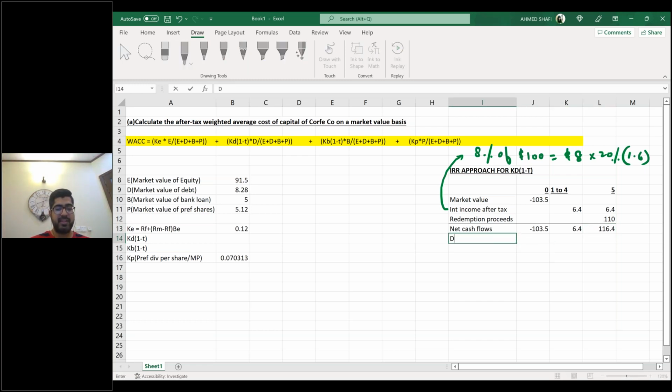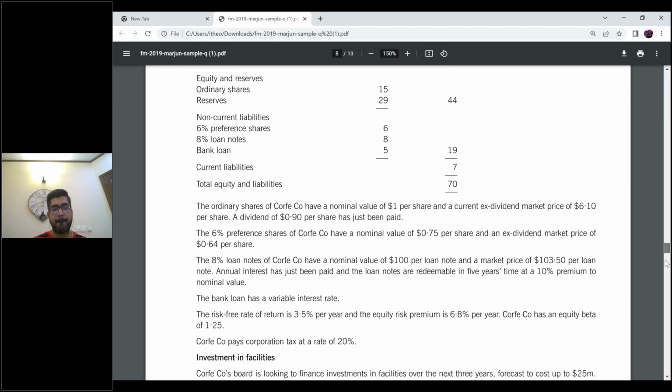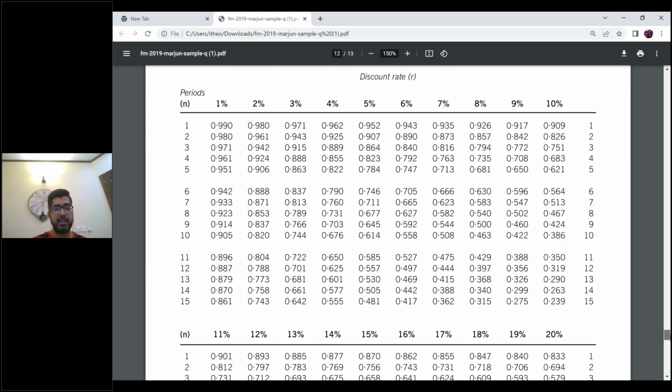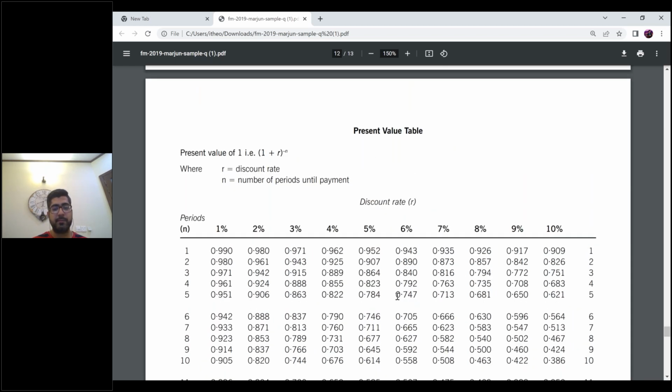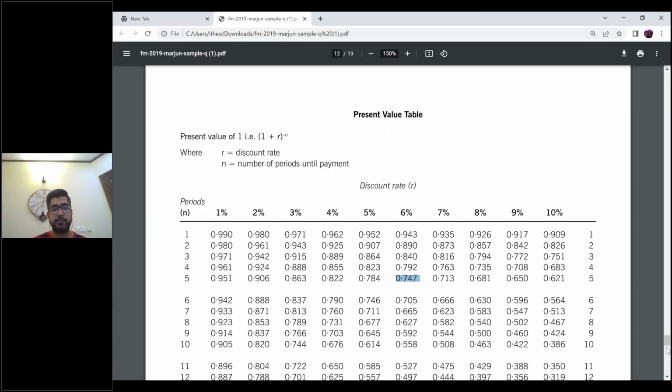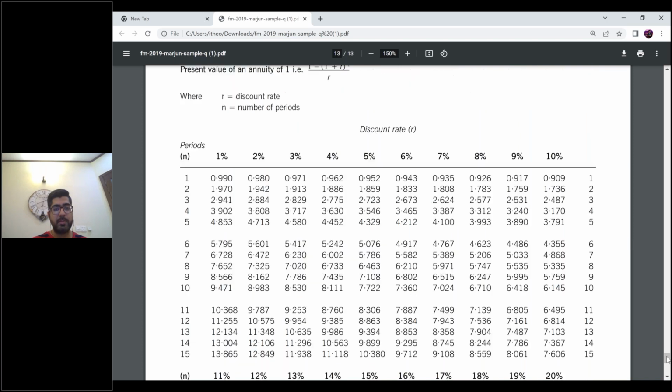Multiplied with a discount factor. Take any discount factor, 8%, 10%, 5%, 6%, take any discount factor. That's the IRR trial and error method. Let's take 6%. Look at the factors at discount factor 6% from the table. Year 0 factor is 1. Next, year 5 factor at 6% from the present value table, because it is a separate year, is 0.747. And for 1 to 4 years, we will look at the annuity table. 6% for 4 years annuity table, it's 3.465.